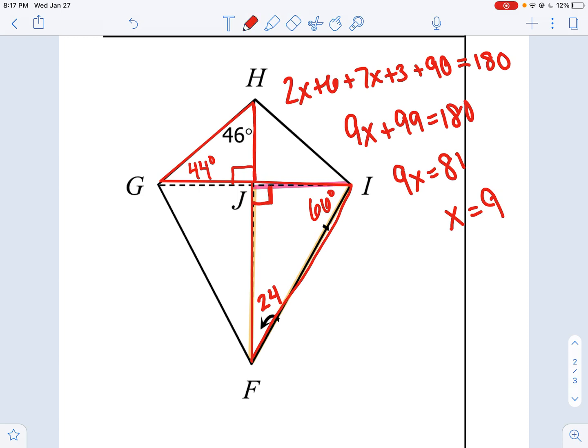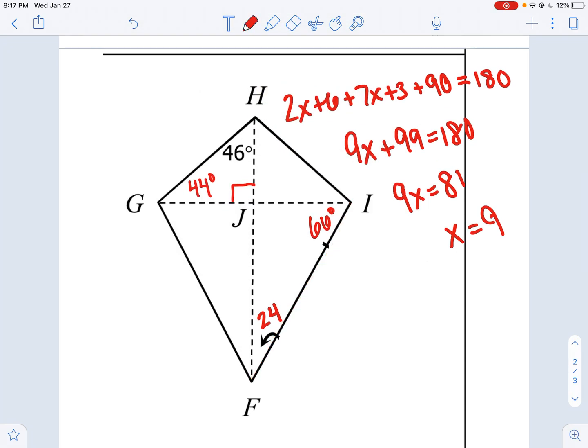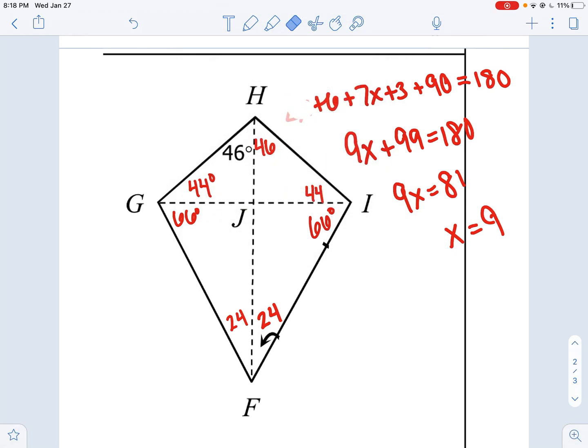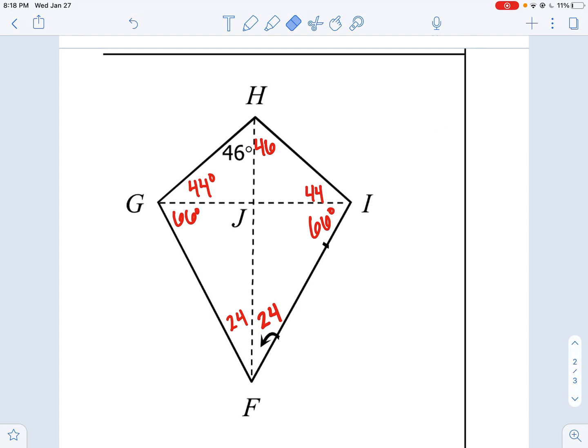And then from there, it's all about knowing your properties of a kite. So we know that these opposite angles are congruent. So I've got 66, 44, 46, 24. And all this stuff is going to come from our triangle congruence theorems, like hypotenuse-leg, or side-angle-side, or angle-side-angle. But this is how you're going to find the missing angles in a kite. You're not necessarily working with one kite, you're working with four right triangles.